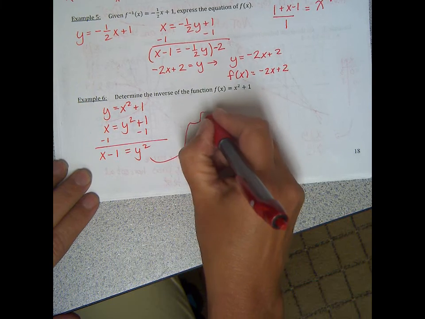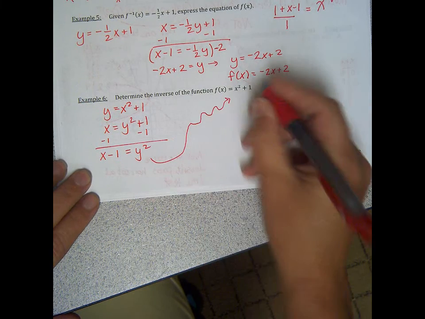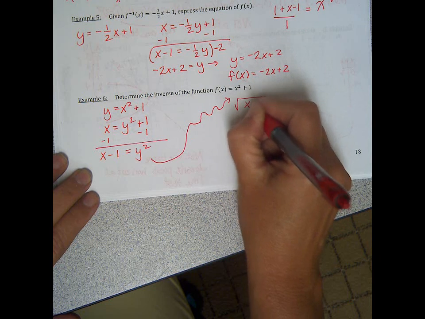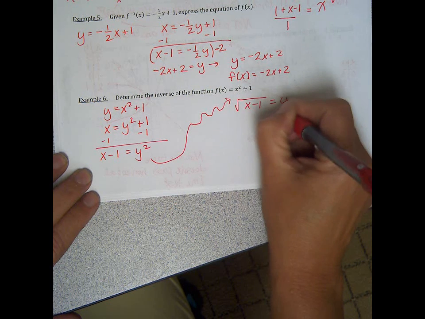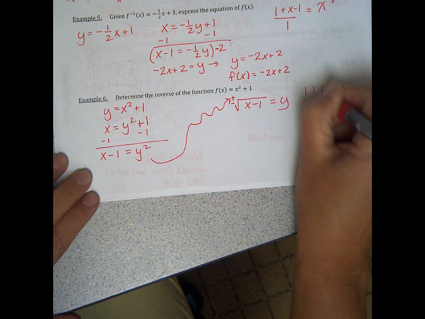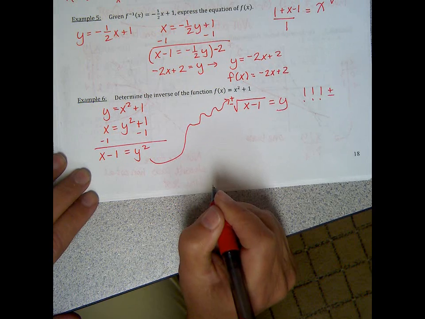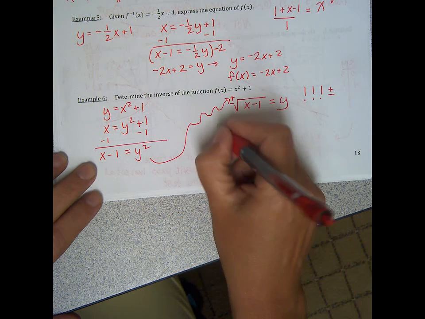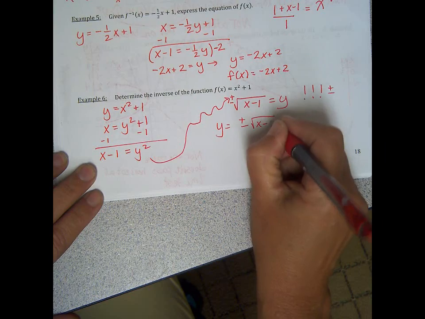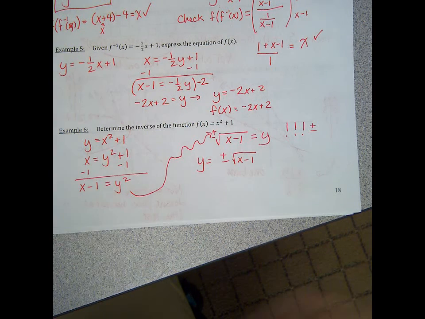And something everybody in AAT always forgets, when you square root both sides, you've got to remember that plus or minus. Don't forget the plus or minus when you're square rooting both sides. So y is equal to positive and negative square root of x minus 1. Don't forget that plus or minus. All right, great job.